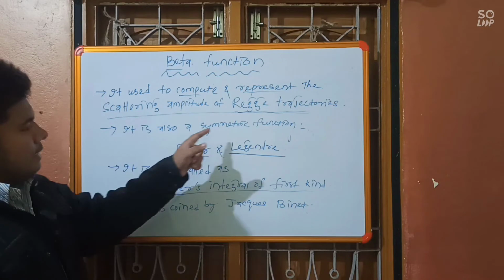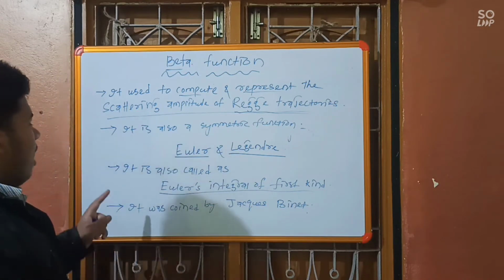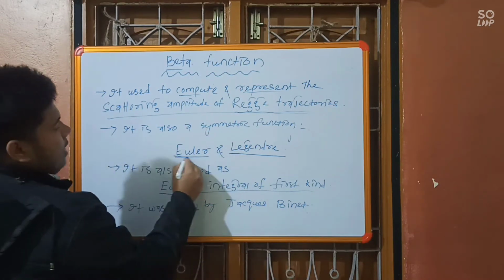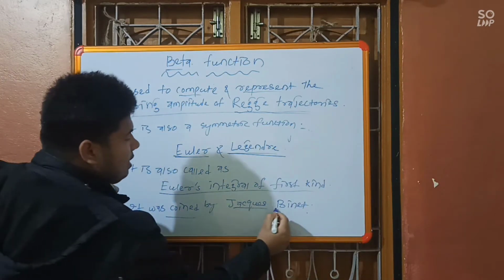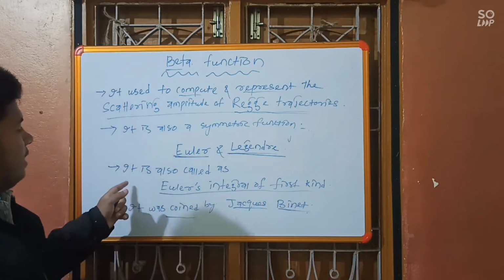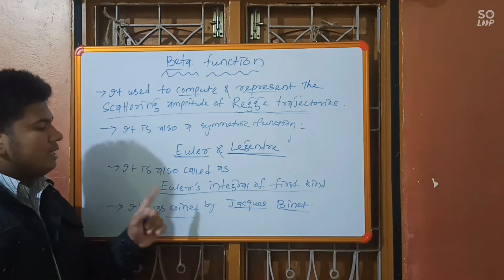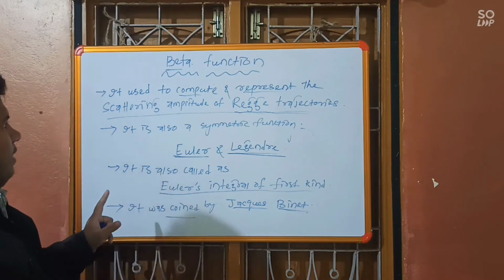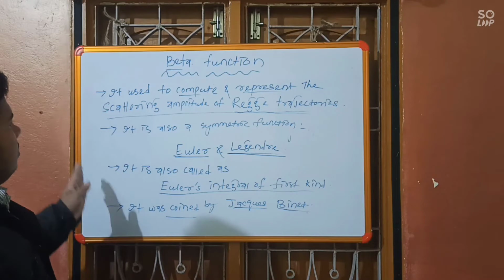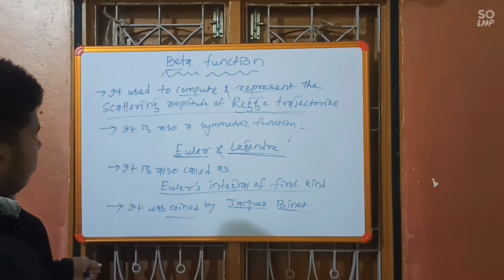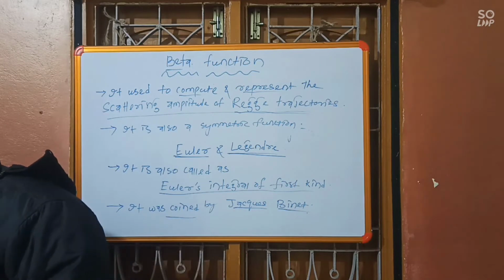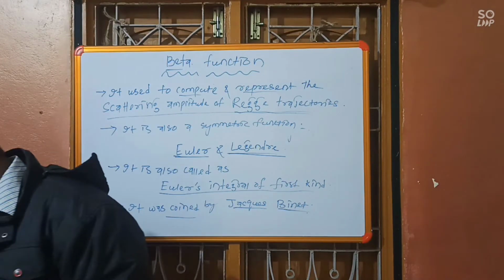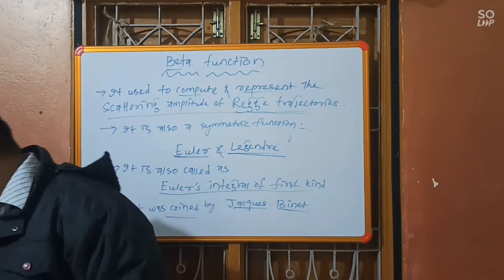It is also a symmetric function and it was discovered by Euler and Legendre but coined by Jacques Binet. Okay, and it is also called Euler's integral of the first kind. Okay, you have to remember this. Okay, so these are the applications of the beta function in physics.